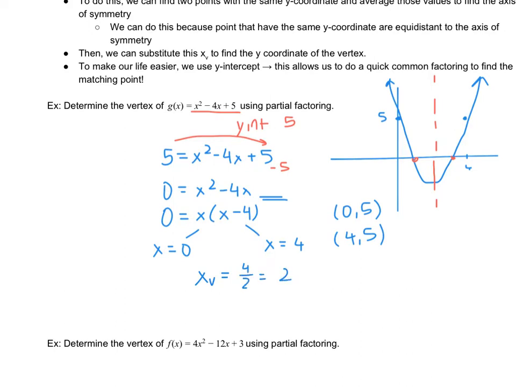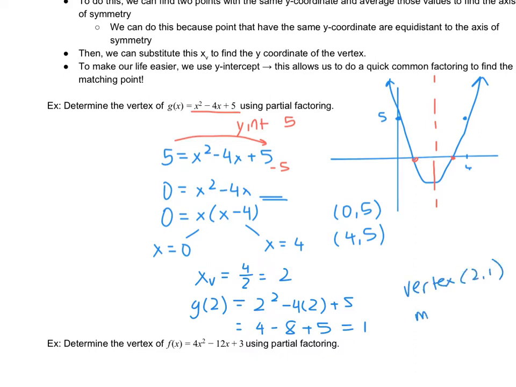Now I know my axis of symmetry, and I can plug this into my parabola. So 2 squared minus 4 times 2 plus 5. So we have 4 minus 8 plus 5, which is 1. So our vertex is 2, 1. So we have a minimum of 1.